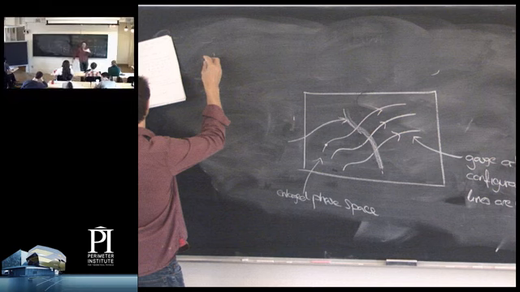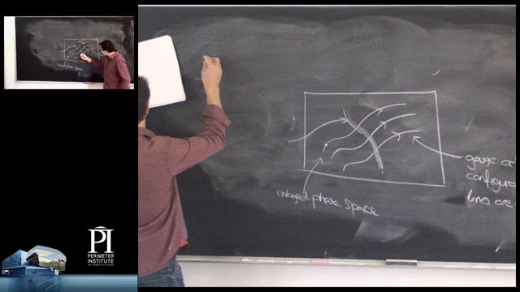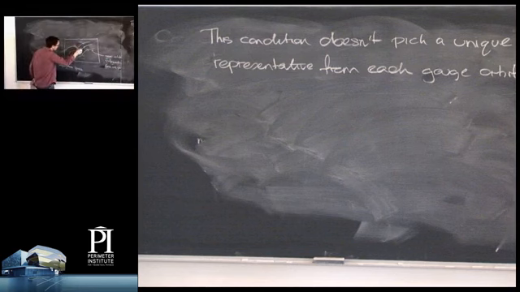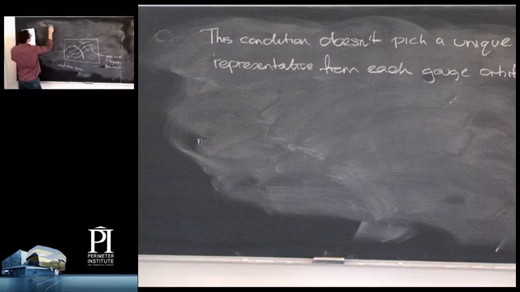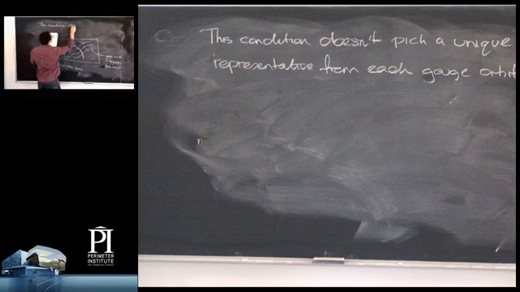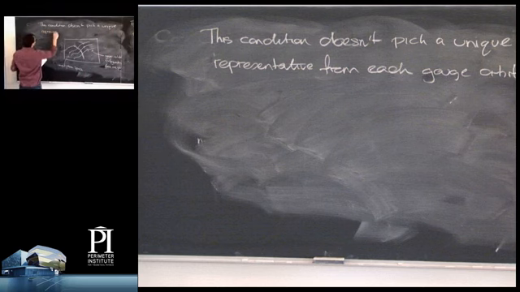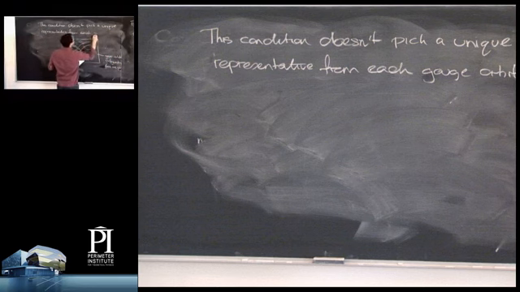Okay, in some sense this actually isn't such a great gauge. It's not such a great gauge because it doesn't uniquely pick a configuration along this line. So in some sense, this gauge choice is sort of more like this. Okay. So this condition doesn't pick a unique representative from each gauge orbit.